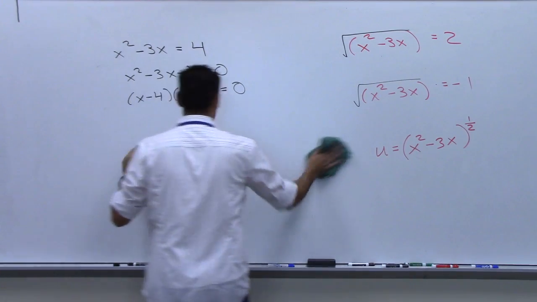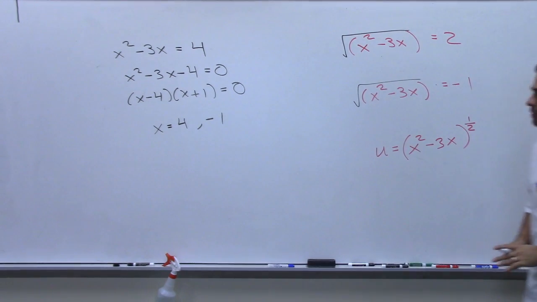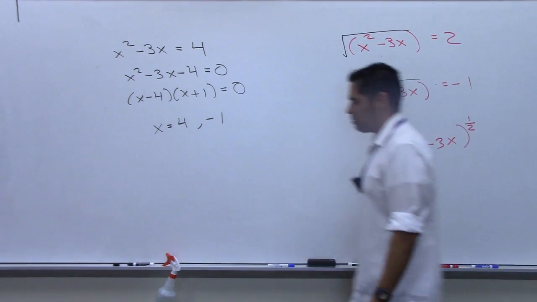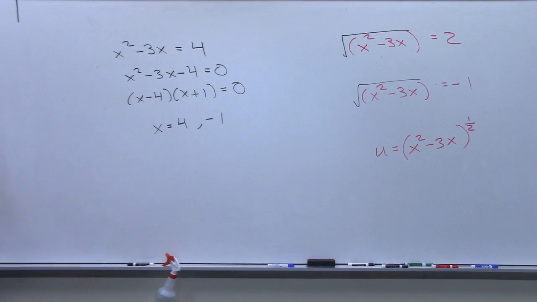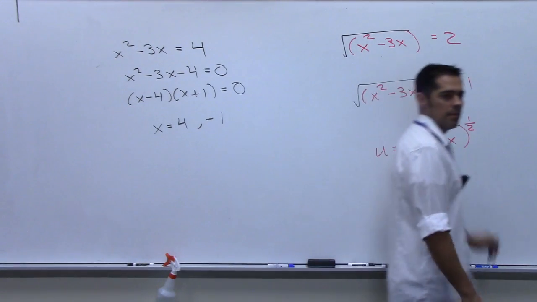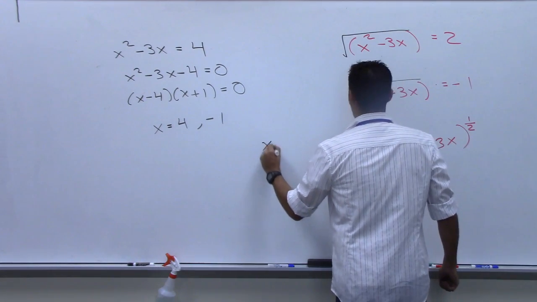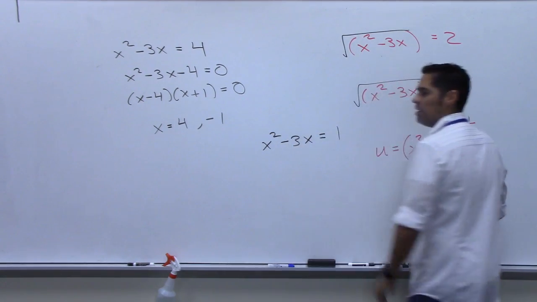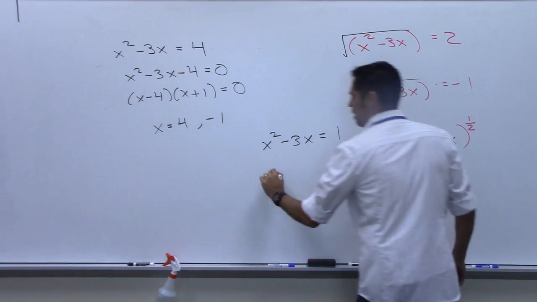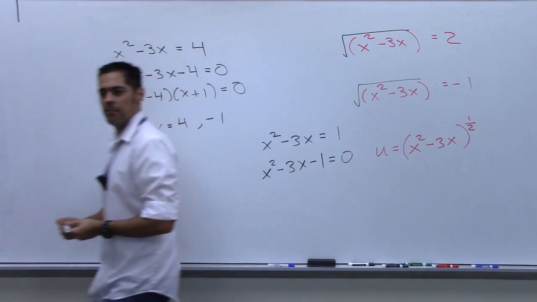Four, negative 1. Potentially. Why do I have to check my answers? Because you squared. I squared both sides, so then you'd have 4 potential answers. Yeah, it looks like I'm going to have 4 because I'm going to do this one also. Ooh, that one's going to be ugly. Because when I square both sides, I'm going to get x squared minus 3x equals 1, right? I'm going to move the 1 to the other side, and I'm not going to be able to factor that, am I? So I'm going to have to use the quadratic formula on that.